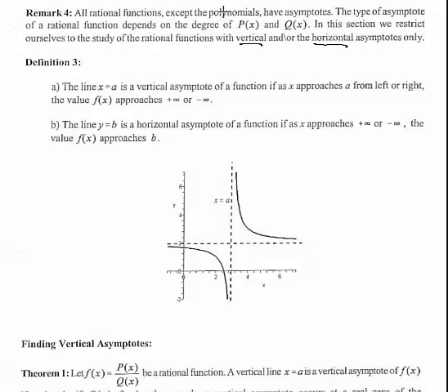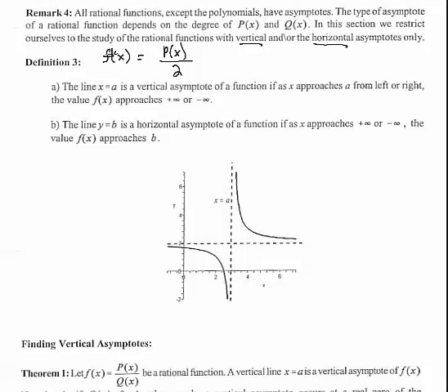Okay, and what it means here by except polynomials, if we just simply have some polynomial or rational function where we can write it as p of x, a polynomial on the top, but then we just simply have some constant on the bottom. It could be 1 or it could be 2. This isn't going to have an asymptote whatsoever.